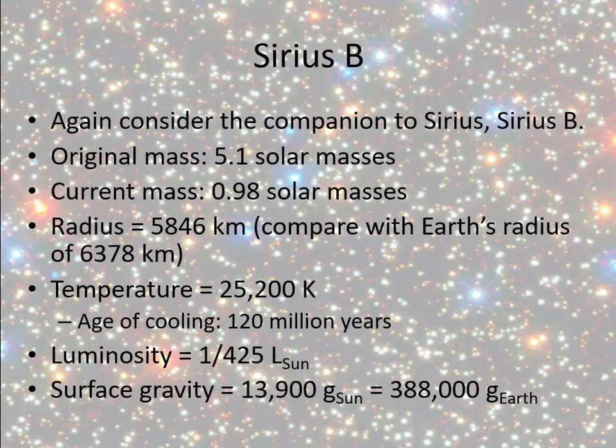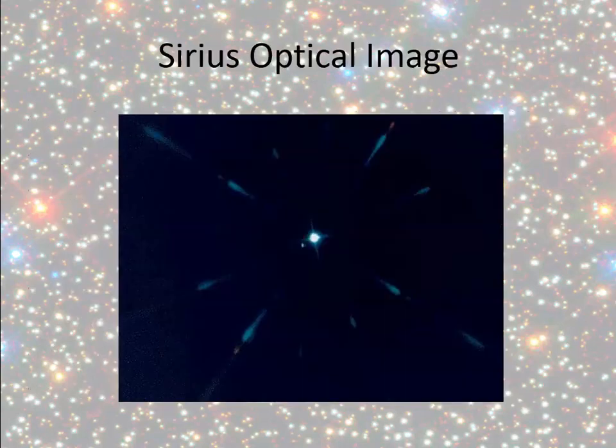Well, why is it so dim? Even though its temperature is very high, its size is very small. So remember, yes, luminosity does go as temperature to the 4th power, but it's also proportional to surface area. This thing is much smaller in size than our Sun, so you have to take into account that much smaller surface area and tie it in with the increase due to the higher temperature, and you get that it's less than 1/400th of our Sun's brightness. Surface gravity there is almost 400,000 times Earth's gravity, so you would be crushed there.